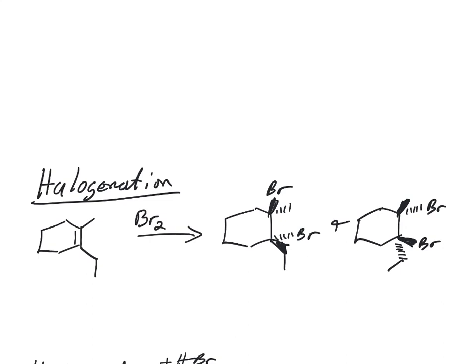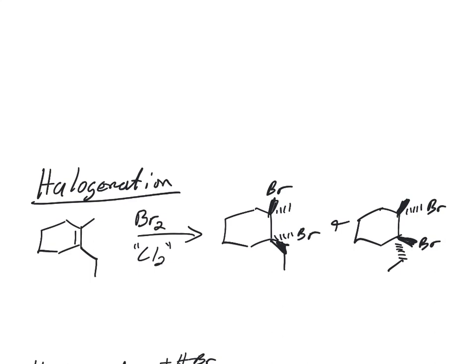All right, let's talk about a new reaction called halogenation. It's where we could add 2 bromines, or we could also add in 2 chlorines. Sometimes you'll see it as Cl2. So what happens here? Let's talk about what kind of products we make.